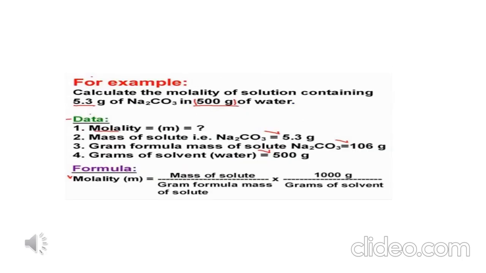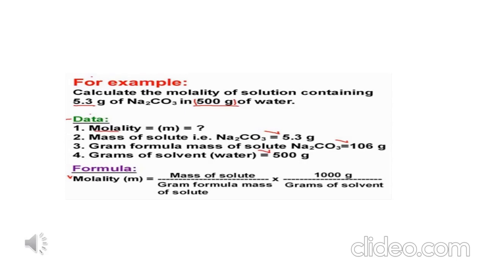Consider one numerical problem regarding the calculation of molality. Calculate the molality of the solution containing 5.3 grams of sodium carbonate in 500 grams of water. Here it is given that the mass of the solute sodium carbonate is equal to 5.3 grams, and we know that the gram molecular weight of sodium carbonate is equal to 106 grams, and it is given that the weight of the solvent is 500 grams.